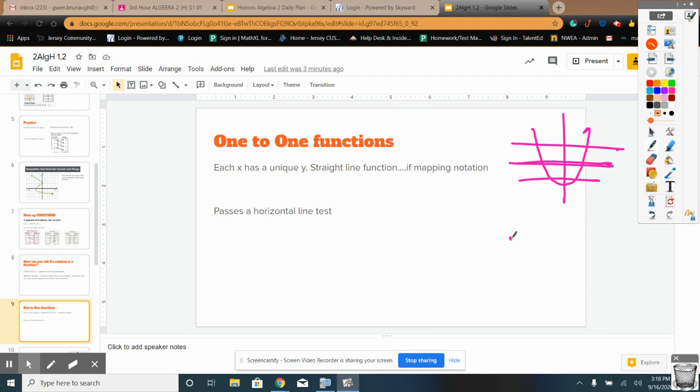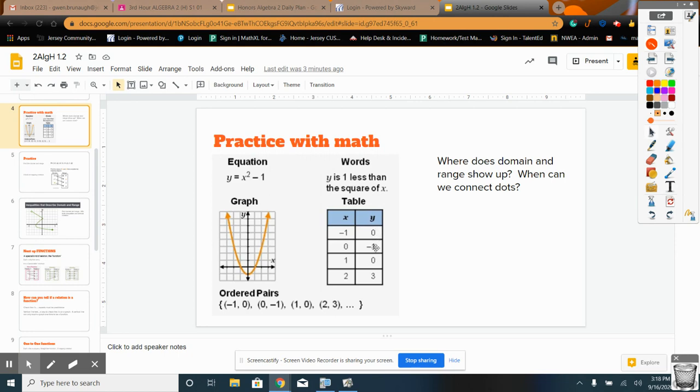Because the y value, we'll go back to our table that we had over here. The y value of 0 shows up twice with different x's. So it's a function because each x has one y, but it's not one-to-one because there's a couple x's that have the same y.